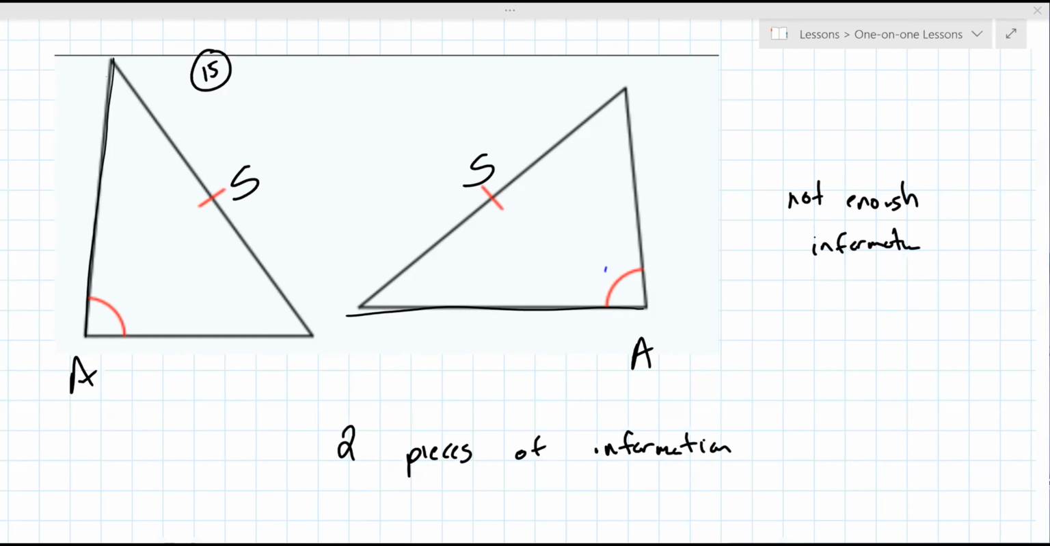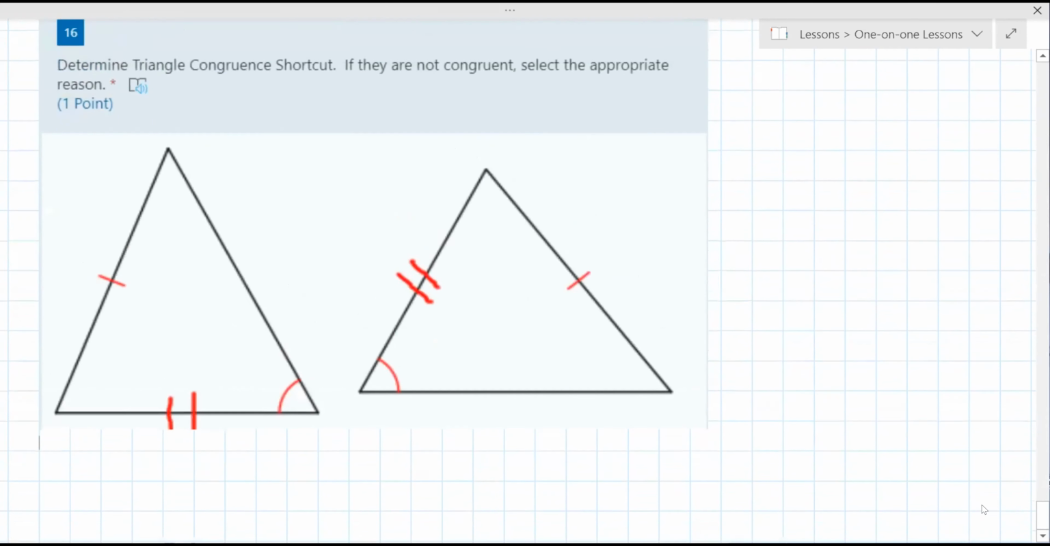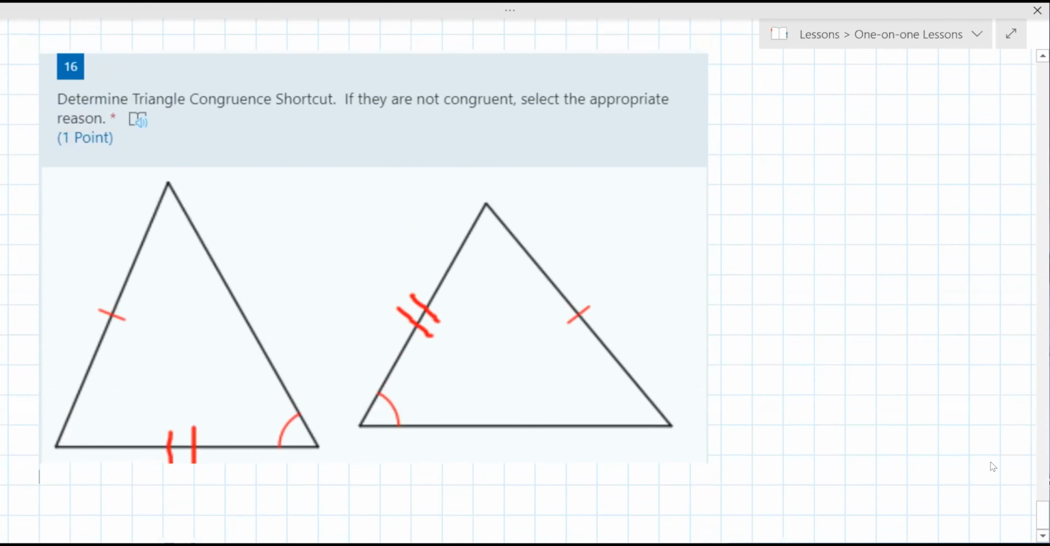All right, number 16. It helps when I tell you it's an exception, or it is congruent, or it's similar. On a test, obviously that won't be there, but you know enough now to answer this question. We've gone through all of the possibilities, I believe.